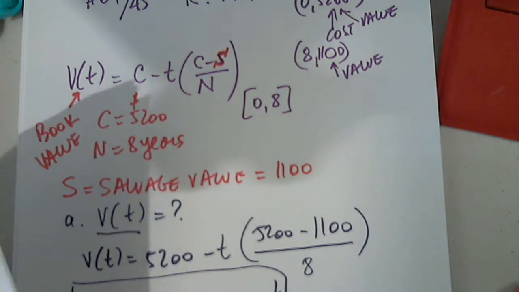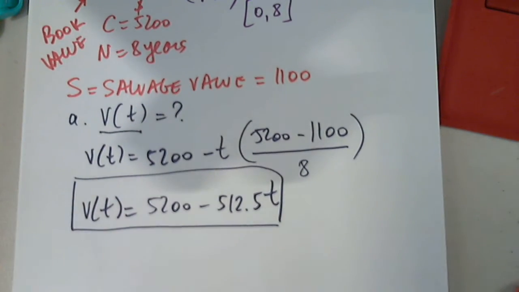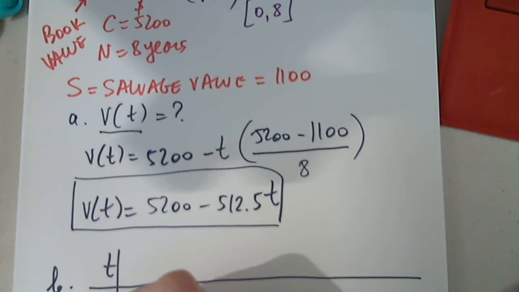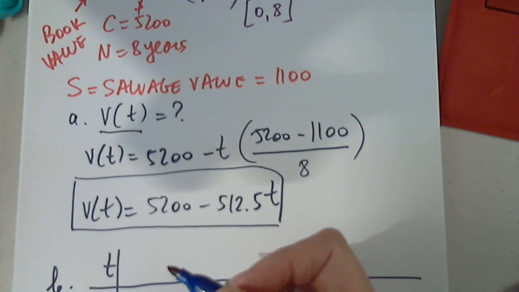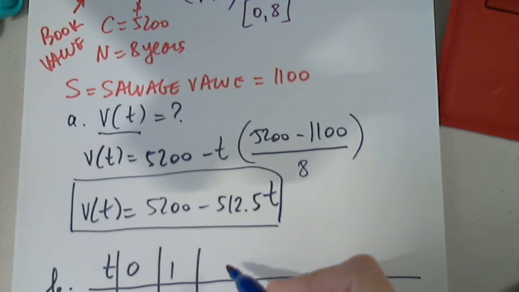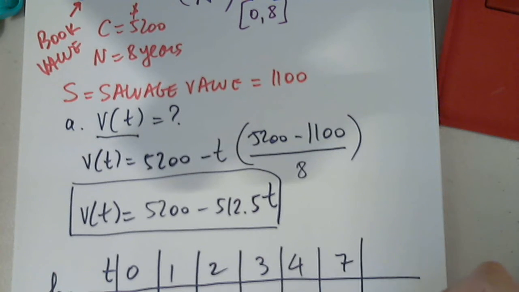Part B. Find the book value of the machine after 0, 1, 2, 3, 4, 7, and 8 years. Very good. We're going to create a table. We don't want to repeat this process indefinitely like they want us to do. So I'm just going to copy 0, 1, 2, 3, 4, 7, and 8. We know the answer for 8. We know the answer for 0. We can already put it in. So 5200, and it should be 1100.